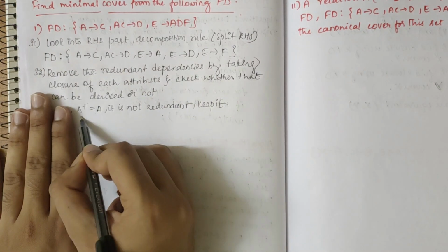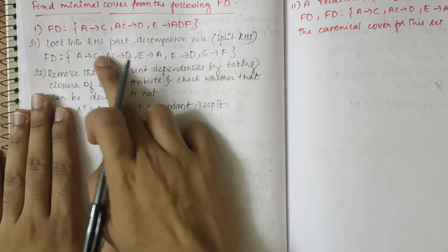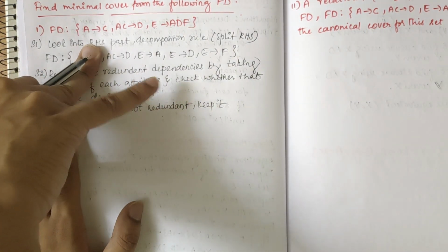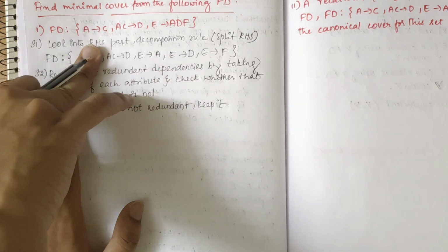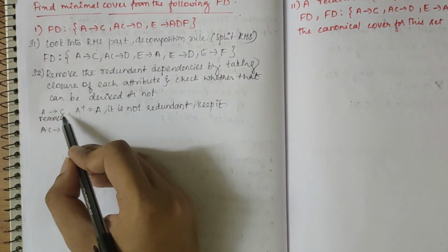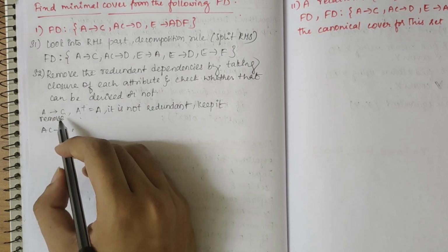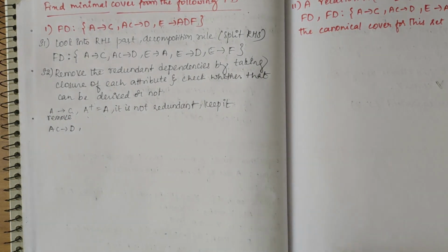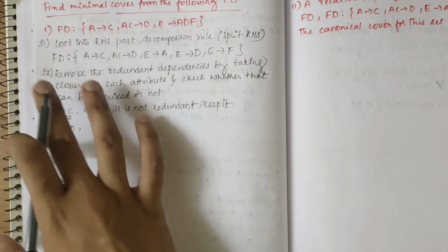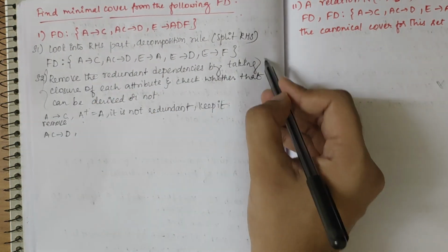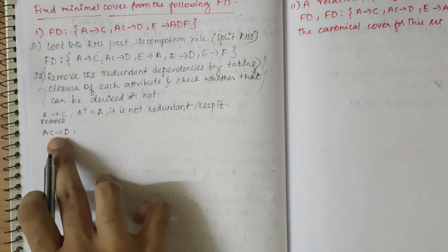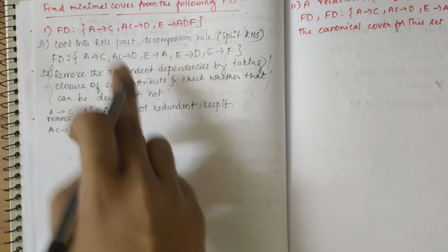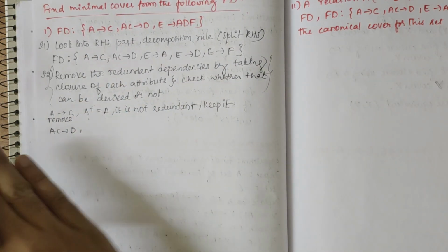Now write A closure. If you write A closure, you'll get A first and then check if A derives anything except this. If you check, there is no other functional dependency which would derive C, so this particular functional dependency is not redundant and we need to keep it. Our aim in the second step is to remove the redundant dependencies. If you try understanding this, you might get confused, but in simpler terms, you should find the closure of all these by assuming that you have removed the dependency. If you obtain the RHS part, then it is redundant, so remove it.